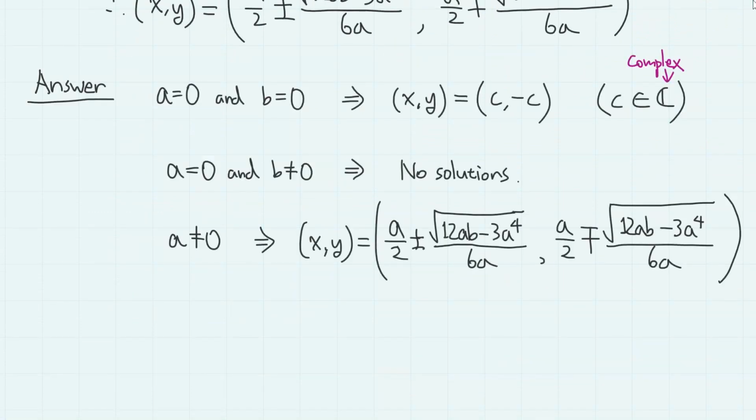So again, the answer is, when a and b are both zero, then we have infinitely many solutions in the form of c comma minus c, and when a equals 0 but b is non-zero, then we have no solutions, and when a is non-zero, then we have these two pairs of x comma y.